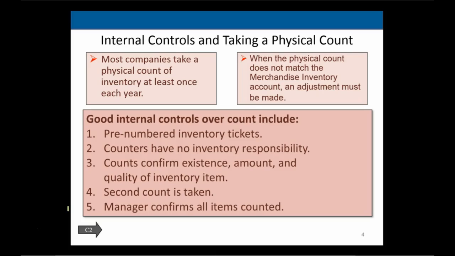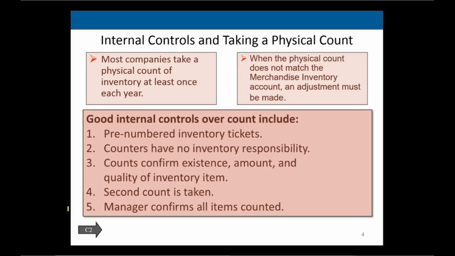So that's going to be an internal control, meaning we're trying to safeguard our assets. Good internal controls over count include pre-numbered inventory tickets. Pre-numbered items are less likely to be defrauded because they're pre-numbered. Counters have no inventory responsibility. The people that handle inventory should not be the ones that also count the inventory and check their own work. We need someone else to check the work so that we have this separation of duty.